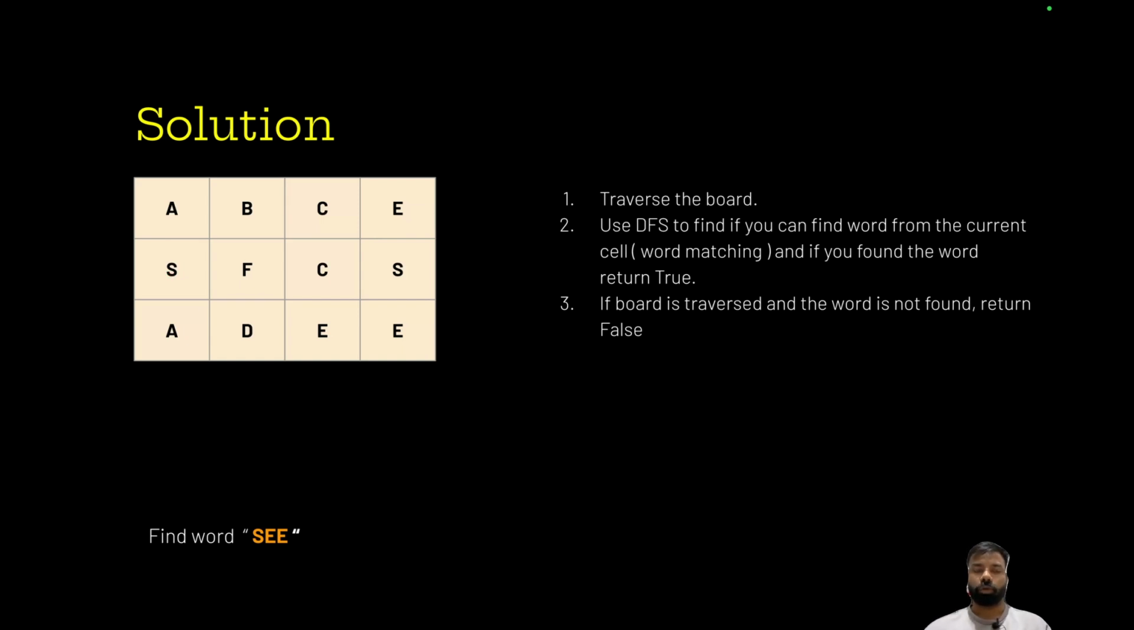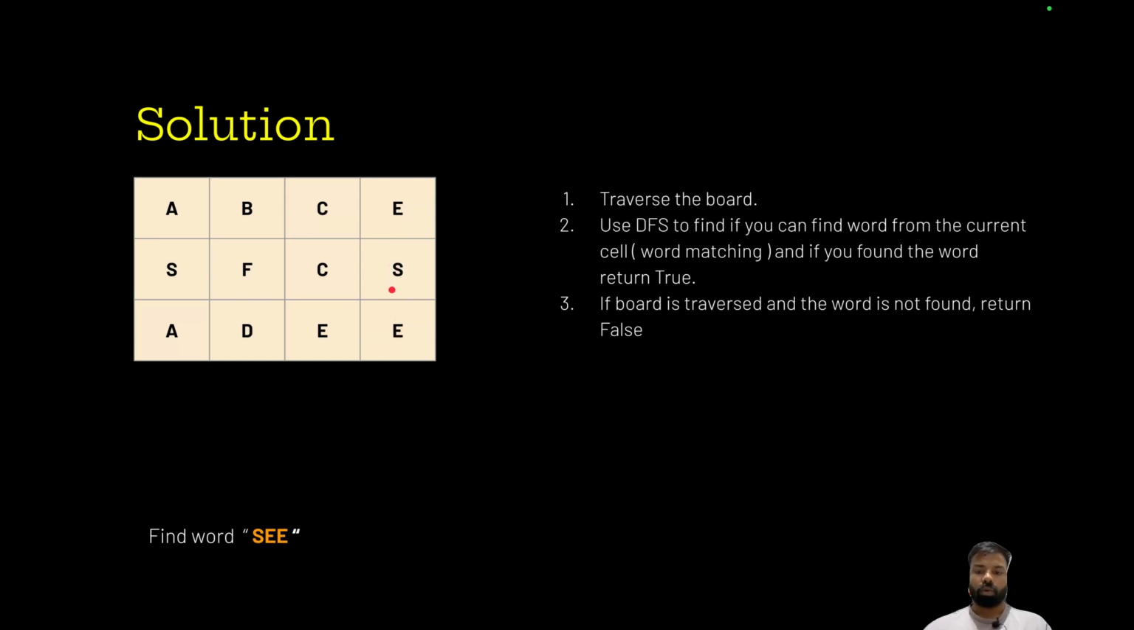If we are not able to find any word and we have traversed this complete matrix, then we will return false. So from each cell we have to do the word match for finding if the particular word exists or not. If I do word match from this S, I won't be able to find SEE because it doesn't have E, which is the next letter, as its next immediate neighbor. From here I can do the word search, and I can see that SEE will be found from here.